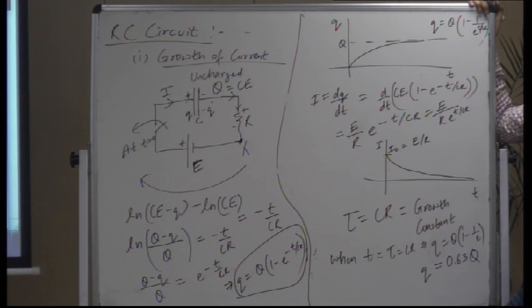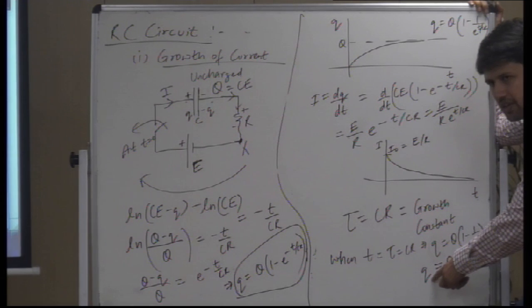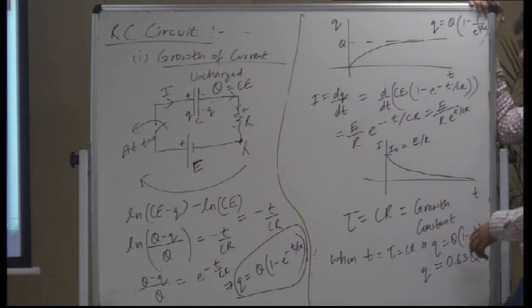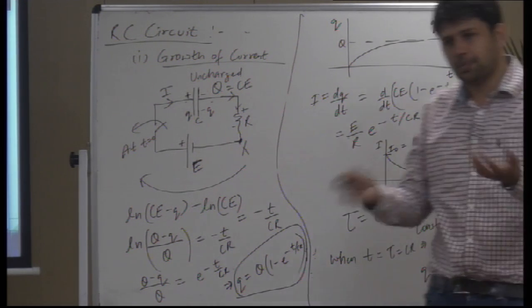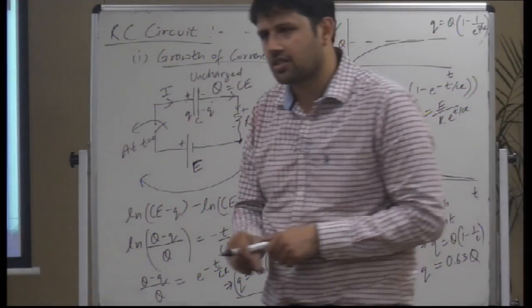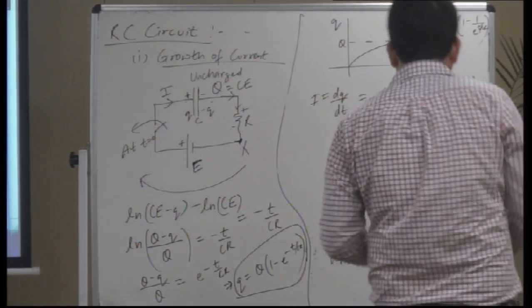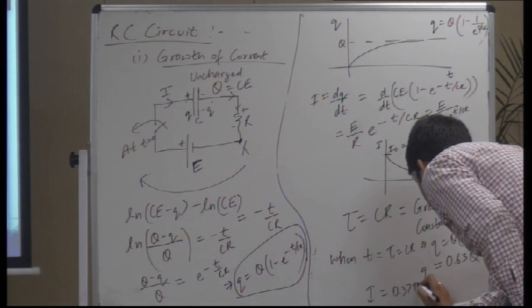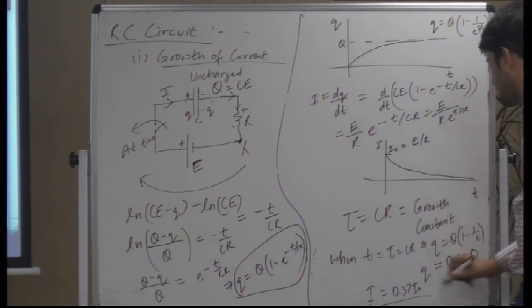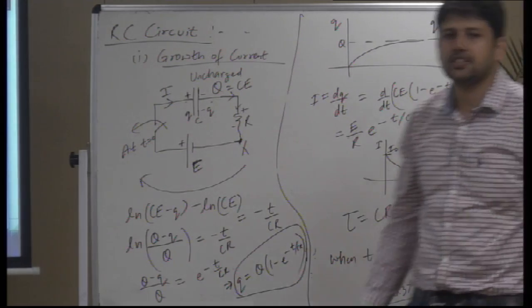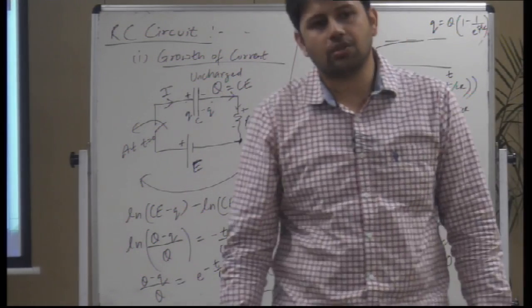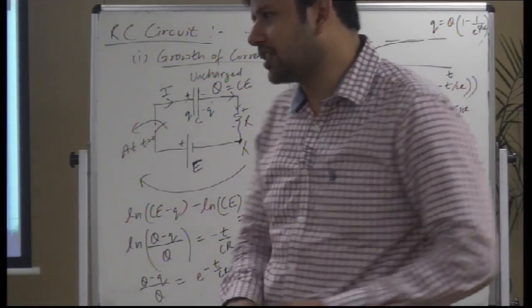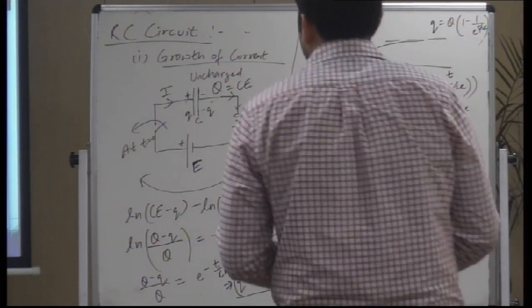So this is the time in which a capacitor charges to 63% of its maximum charge. With this, the current becomes 0.37 of its initial value. The charge increased by 63%, so the current would decrease by 63% and it would remain at 37%.